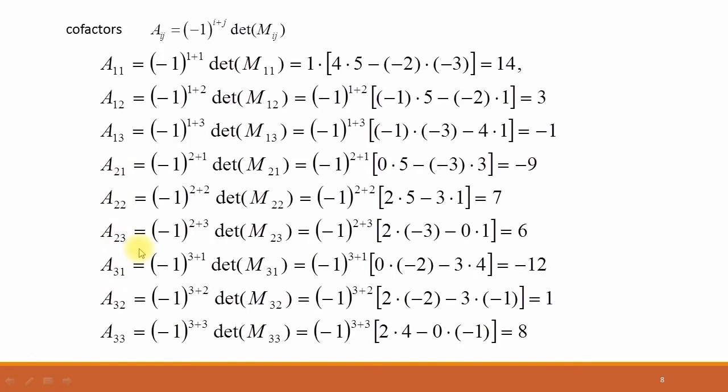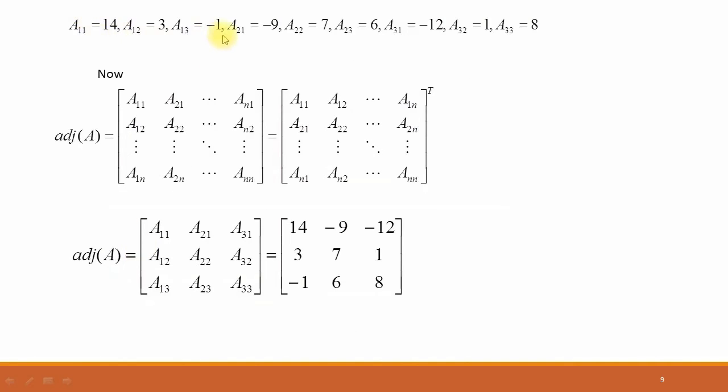So now using these 9 cofactors of the matrix A, we get the cofactor matrix of matrix A. These are the cofactors A11, A12 up to A1n for a general n by n matrix. But since we have a 3 by 3 matrix A, these are the 9 cofactors. A11 is 14 and A12 is equal to 3.